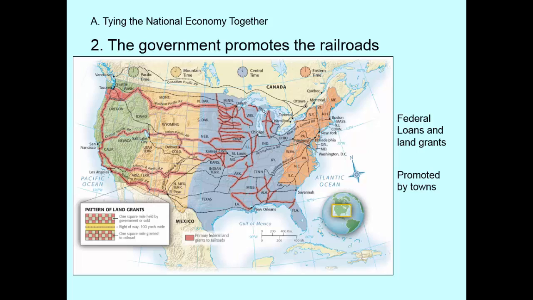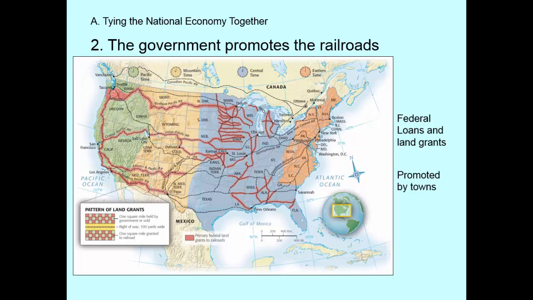The next thing it's going to do is it also is going to provide really low interest loans to these railroads and construction companies. And so now they can afford to build the railroads. They don't have to pay a bank back with lots of interest. Now they can just pay the government back with really low interest. So we see two ways that the federal government is helping promote railroad growth.